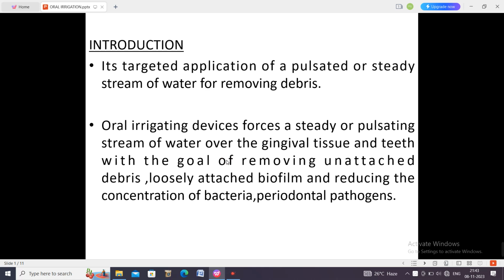So, starting with the introduction. It's the targeted application of a pulsated or steady stream of water for removing debris. Oral irrigating devices force a steady or pulsating stream of water over the gingival tissue and teeth with the goal of removing unattached debris, loosely attached biofilm, and reducing the concentration of bacteria and periodontal pathogens.